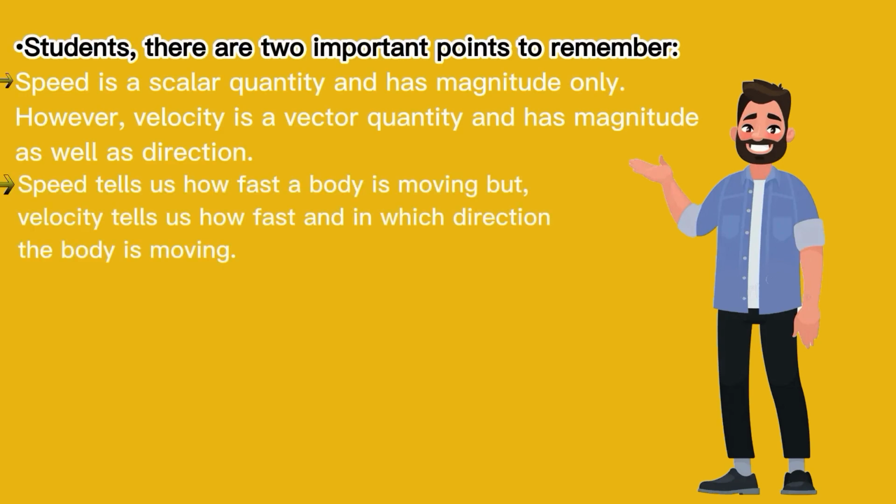Generally, students, there are two important points to remember. The first one is speed is a scalar quantity and has magnitude only. However, velocity is a vector quantity and has magnitude as well as direction. And the second one is speed tells us how fast a body is moving, but velocity tells us how fast and in which direction the body is moving.